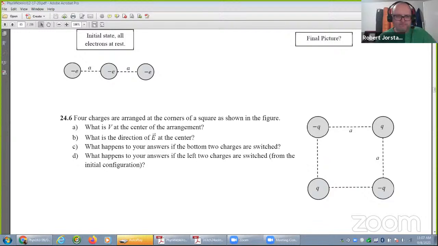All right, so hopefully you can see on my screen, we've got 4 charges arranged at the corners of a square. What is the electric potential or voltage V? We're looking at part A here. What is V at the center of the square? What do you think? Anybody? You can unmute or you can drop it in the chat. I can bring the chat up here. Where is the chat? I'm missing it. There it is.